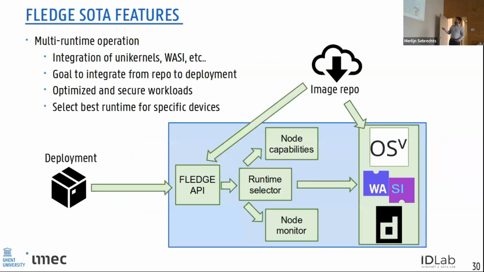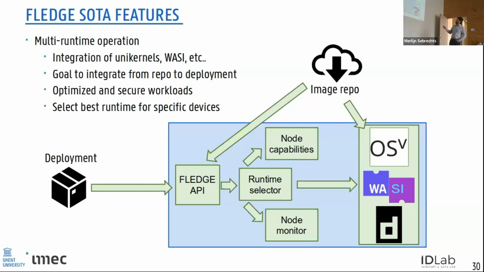So basically how the multi-runtime operation works. Imagine you want to deploy something, so the Fledge API receives the deployment, but you're not quite sure how it should be best run on your device. Maybe you want performance first, low resource use, security, or stability. So there's a runtime selector, which looks at both node capabilities and node current status, to see if there's actually still sufficient resources available.